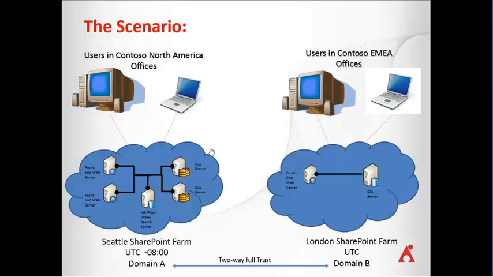Both farms are deployed in two different domains with a two-way full trust established between them. Also, both data centers are connected, but the connection is unreliable and the bandwidth is very limited. Consequently, the end users are not happy. Each user has to access two different farms, one for internal collaboration with the internal team, and another one for working with users from the other regions if the connection is fine.